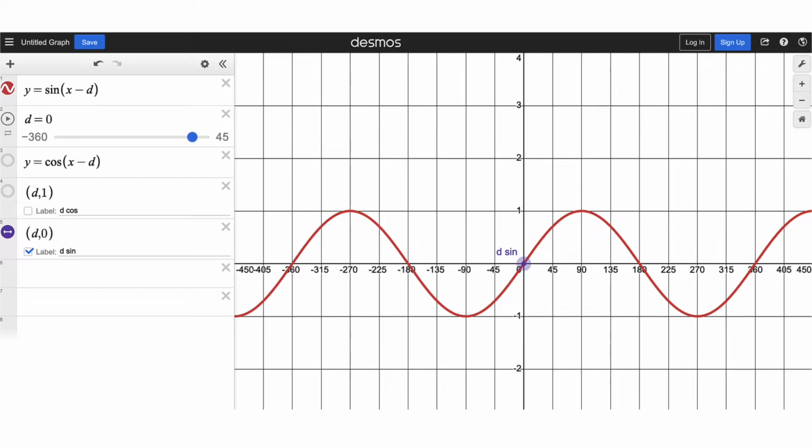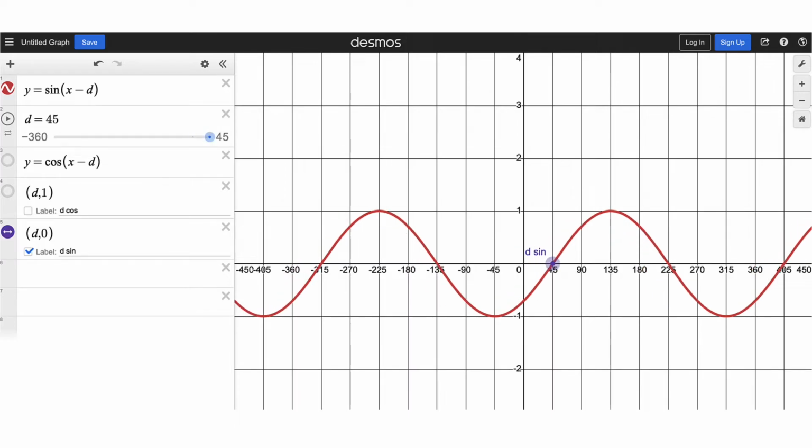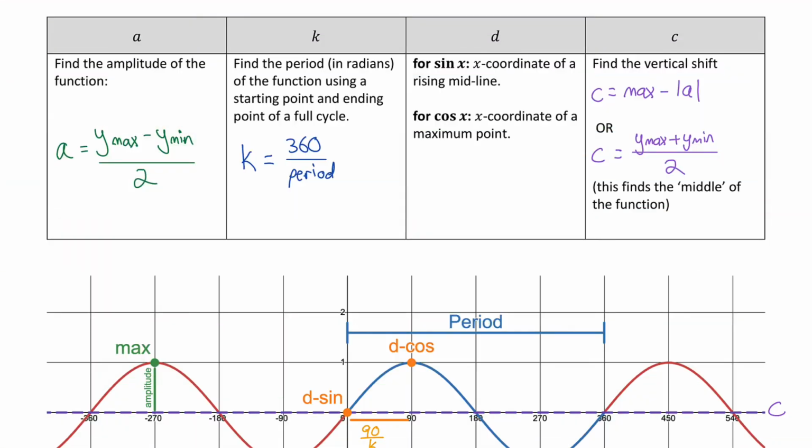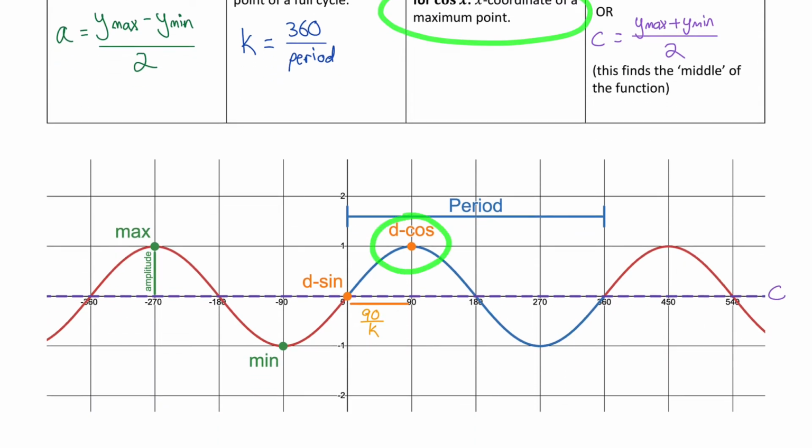If I pay attention to where that point has moved, that rising midline point, its x-coordinate corresponds to the d value. So if I make d 45, the x-coordinate of a rising midline is now at 45. So if we were trying to write a cosine function, we just look at the x-coordinate of a maximum point. So this point right here, its x-coordinate becomes the d value.